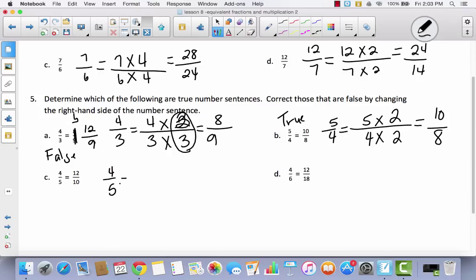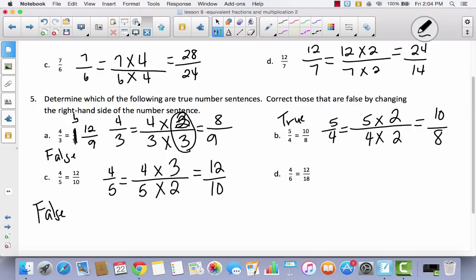All right, so hopefully you paused the video and you attempted to do this by yourself. So here's the way I'm going to work this out. I'm going to see if I can multiply the numerator and the denominator by the same number and get 12/10. Well, to go from 4 to 12, I have to multiply times 3. To go from 5 to 10, I have to multiply times 2. Because these are not the same, then this is false.